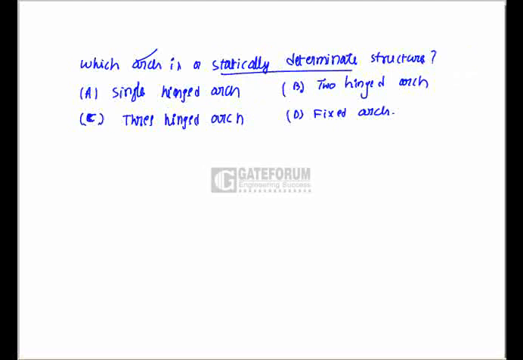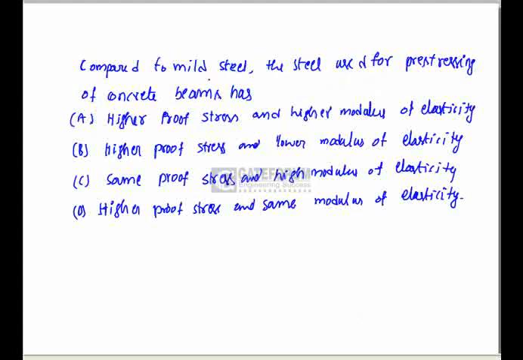The statically determinate structure is going to be 3-hinged arch. So option C is correct. Question is, compared to mild steel, the steel used for pre-stressing of concrete beams must have higher proof stress and same modulus of elasticity. The option which shows the correct answer is D, higher proof stress and same modulus of elasticity. So option D is correct.